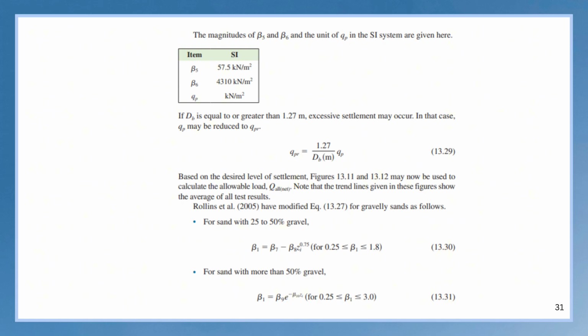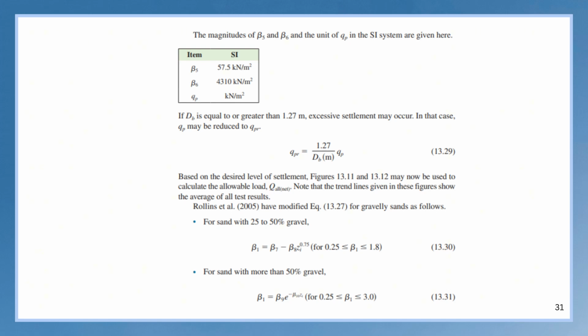Next is equation 13.30. This equation modifies beta sub 1 for soils containing 25 to 50% gravel. It shows that beta sub 1 depends on depth and is adjusted using empirical constants. This helps improve the accuracy of shaft resistance calculations for gravelly soils.